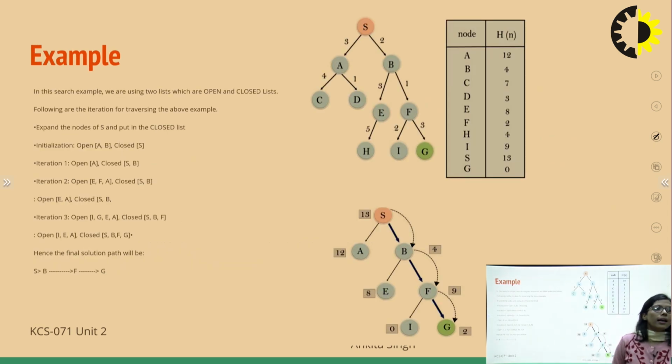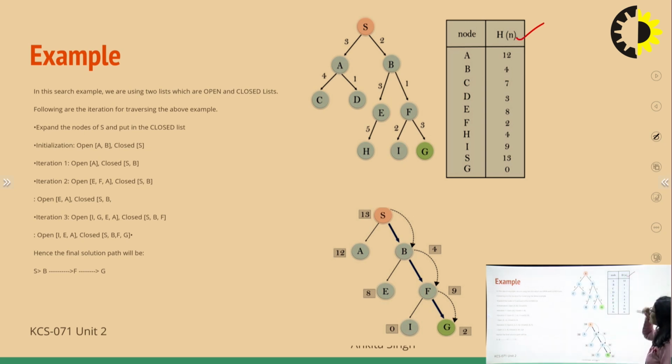Now let's understand this with the help of an example. This is my graph. These are the nodes S, A, C. These are all nodes. This is your starting node and this is your goal node. Now these values 3, 4, 1, 2 are all path costs. It means if I have to reach A from S, I will need a path cost of 3. For B, I have the path cost as 2, right?